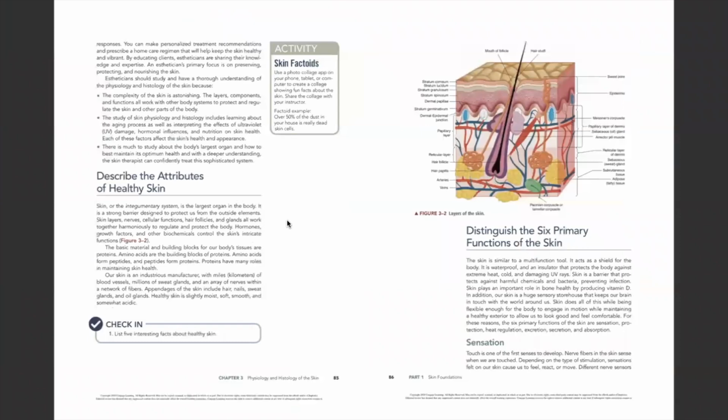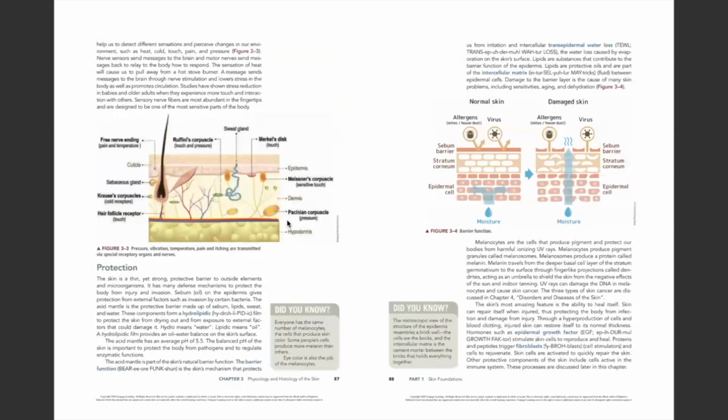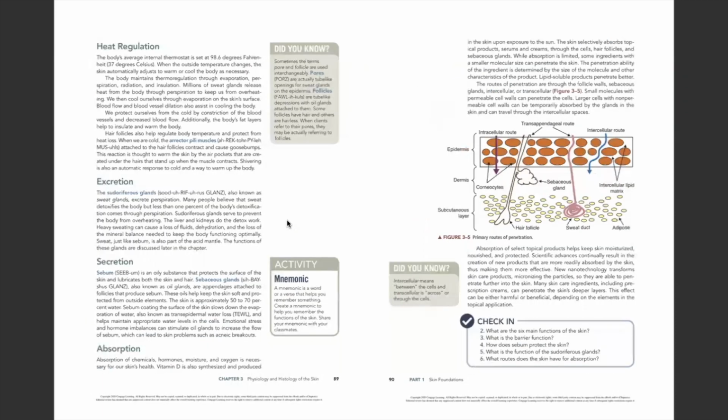So describing the attributes of healthy skin or the integumentary system, you're going to want to know the definition of the integumentary system. You're gonna want to know the primary functions of the skin. So distinguish the 6 primary functions: sensation, protection, heat regulation, excretion, secretion, absorption. You're gonna want to know those for the state board, and you're gonna want to know those for everyday life as an esthetician.